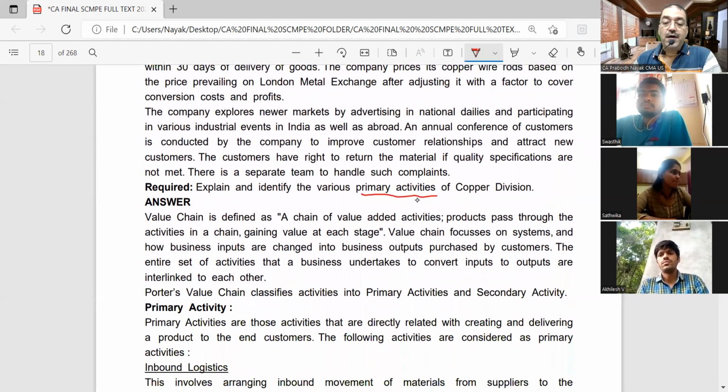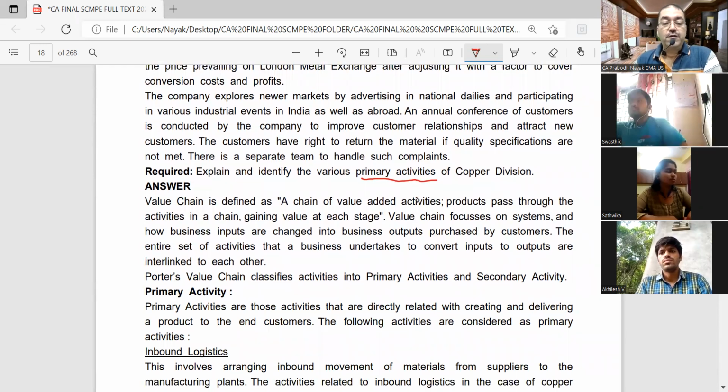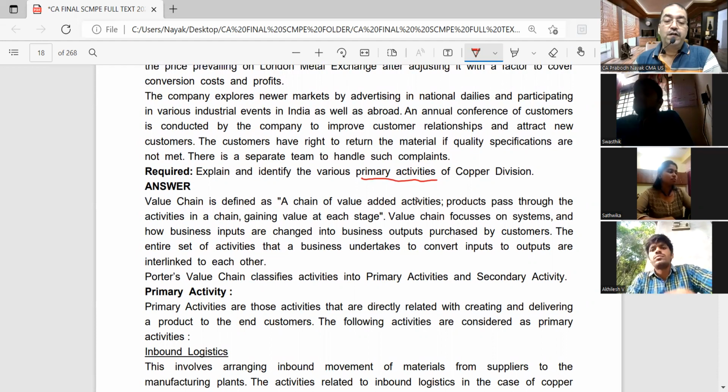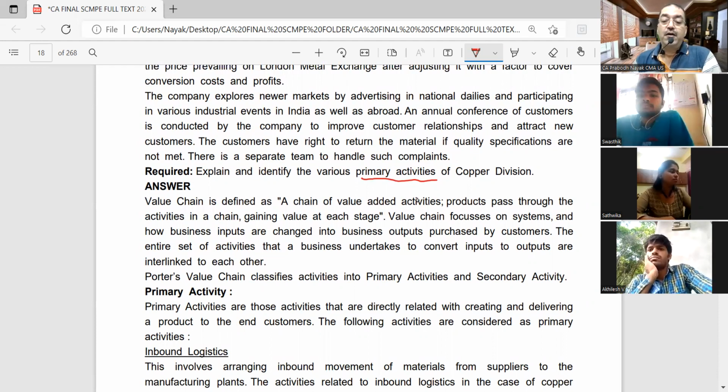Company explores newer markets by advertising in national dailies, marketing and sales, and participating in various industrial events in India as well as abroad, marketing and sales. An annual conference of customers is conducted by the company to improve customer relations and attract new customers. The customers have the right to return the material if quality specifications are not met, after sales service. There is a separate team to handle such complaints, after sales service.